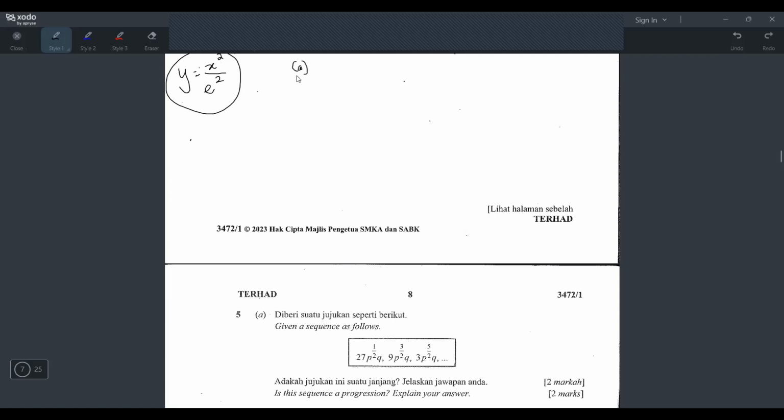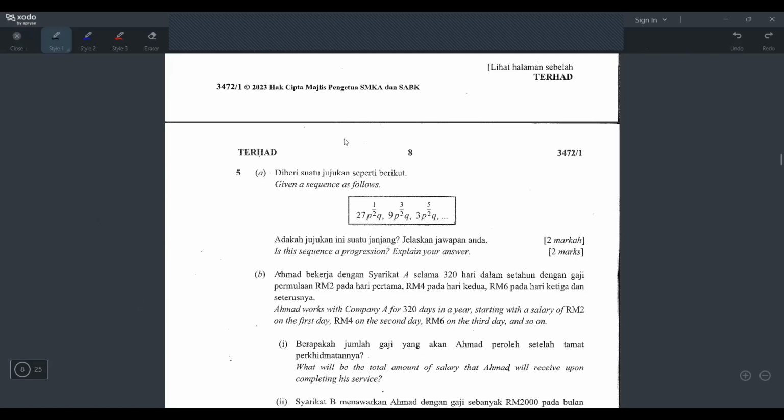So how do we prove whether it's a progression or not? We will take the later term, and then we divide or minus. If it's a geometric progression, we have to divide. If it's arithmetic, we have to subtract. But since this question never says whether it's arithmetic or geometric, I think I have to prove it myself, right?